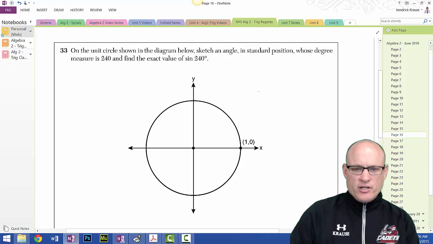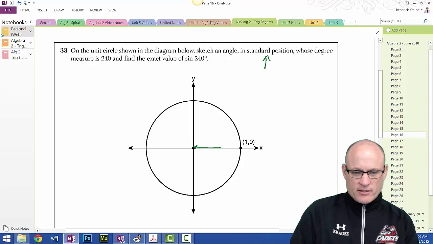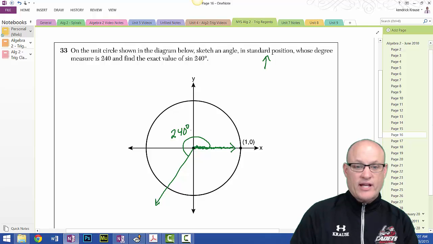So, you need to do it in standard position. Standard position means you have the initial side. Well, here, let's do it this way. The initial side, which will be along the x-axis. So, there's my initial side. And 240 degrees. Let's see. To here would be 90. 180. All the way to here will be 270. So I want to go a little bit short of 270. Right about there. That's 240 degrees written in standard position.